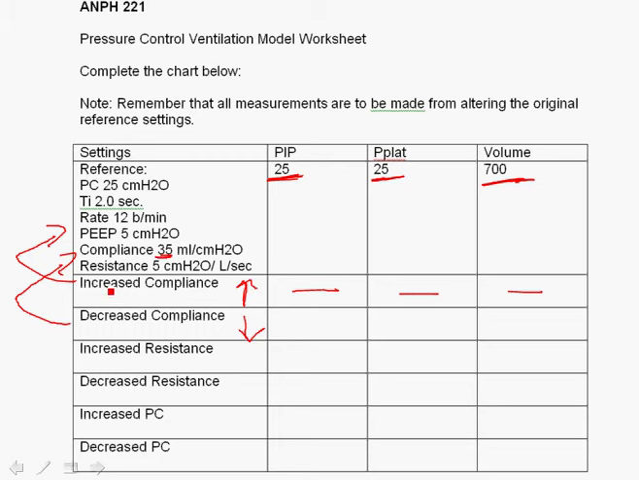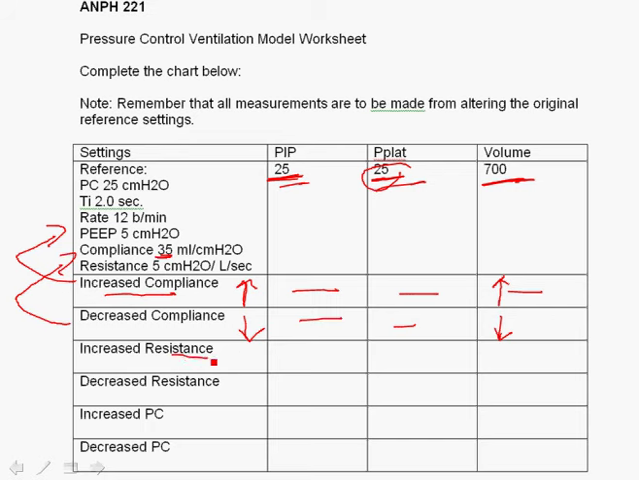what we'll expect to see if we have increased compliance, so the lungs are more distensible, for the same pressure gradient here, is an increased tidal volume delivery. With decreased compliance, we'd expect to see a decreased tidal volume delivery. These values will stay the same. We didn't alter the driving pressure of the ventilator. We didn't change any of those things. All we did was alter the compliance of the lung.